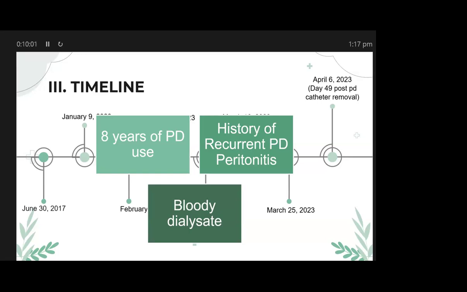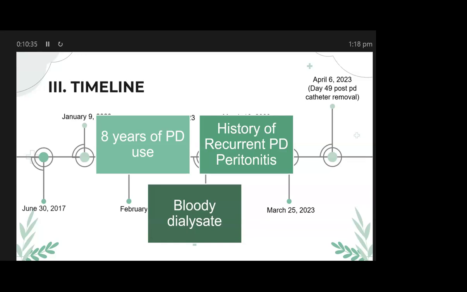Dr. Prudente, related to what the doctor has said earlier, did you work up this patient for any other causes of peritonitis or bloody dialysate, like other diagnostic exams to rule out TB peritonitis, fungal infection, or even imaging studies to rule out any other forms of pathology in the abdomen that would cause bloody dialysate?